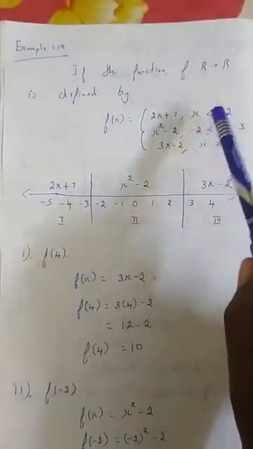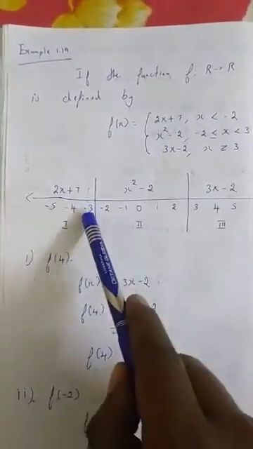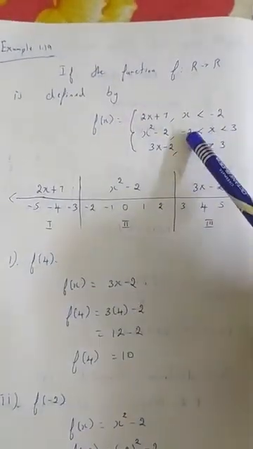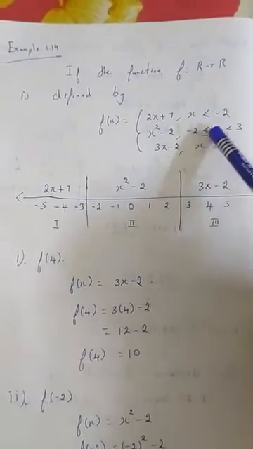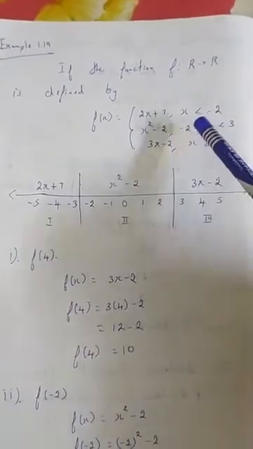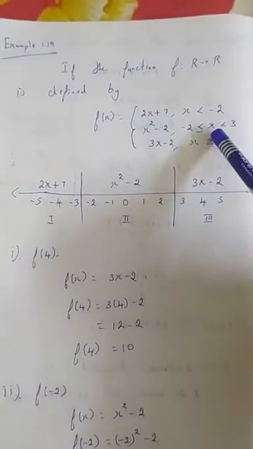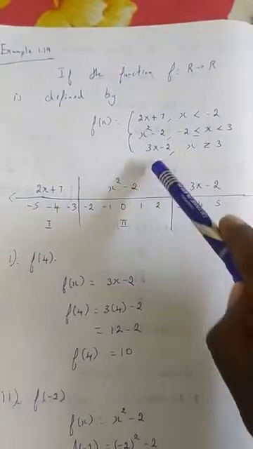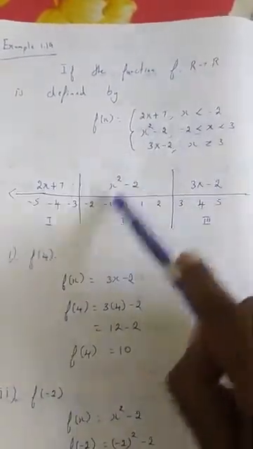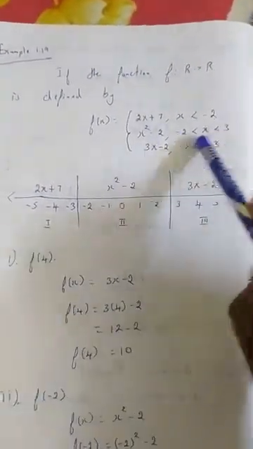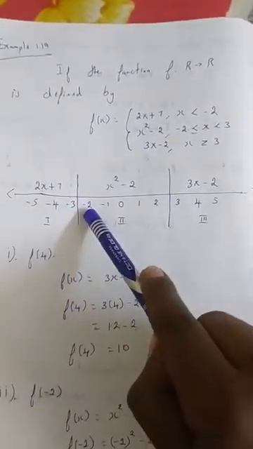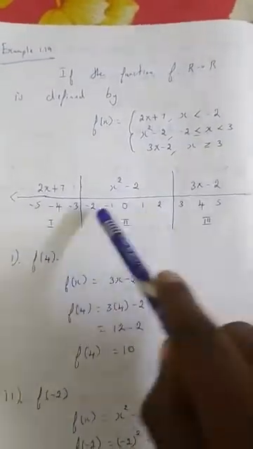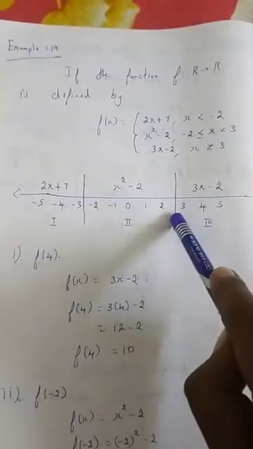So when x is less than minus 2, meaning minus 3, minus 4, minus 5, f of x is 2x plus 7. And the second condition is minus 2 less than or equal to, which means we should consider minus 2 also. X less than 3 means we should not consider 3, up to 2. So from minus 2 to 2, that is this limit. Minus 2 less than or equal to, so we should consider minus 2. Less than 3 means up to 2. So minus 2 to 2, this is the second interval.